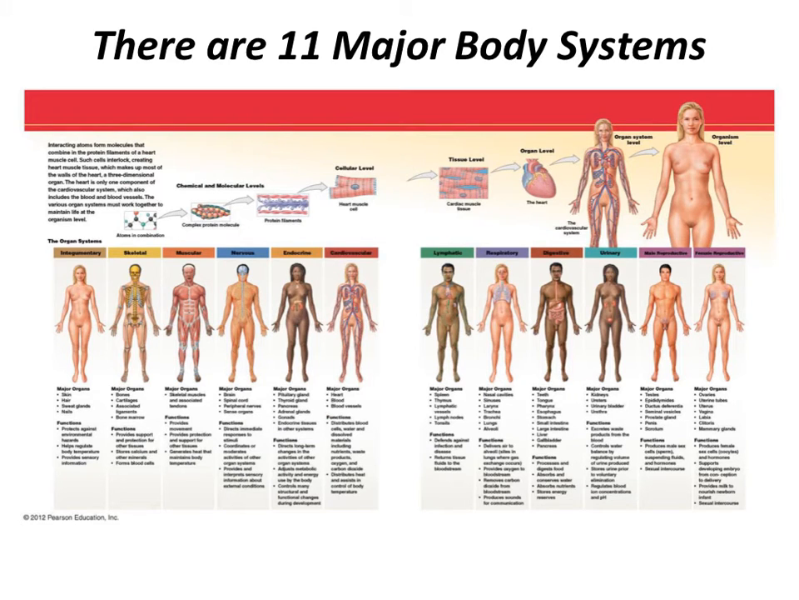Next are the 11 major body systems. And our objective, which has to do with them, is to identify the 11 major body systems. So we're going to list them. We have the integumentary system, the skeletal system, the muscular system, the nervous system, the endocrine system, the cardiovascular system, the lymphatic system, the respiratory system, the digestive system, the urinary system. Then we have the reproductive system, and that could be broken down to A and B. A, the male reproductive system, and finally the female reproductive system.